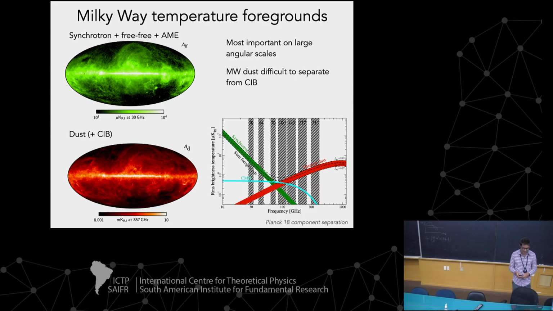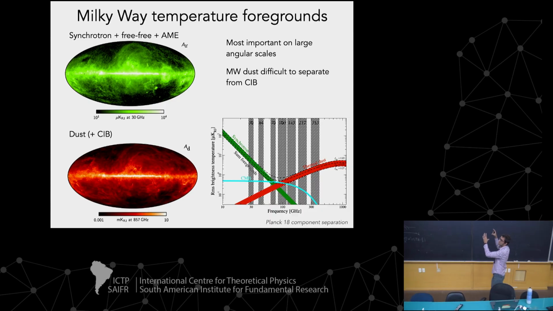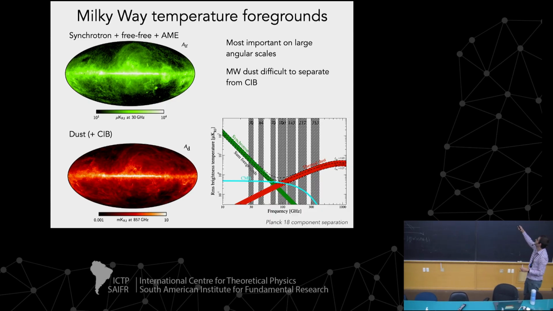Those foregrounds are also most important on the larger scales, so the lowest L in your map. And you can see this because the features you're seeing here, you're seeing them on the scale of basically the whole sky. So those foregrounds are concerned at low frequencies, at high frequencies, and mostly on large scales. Yes, question.